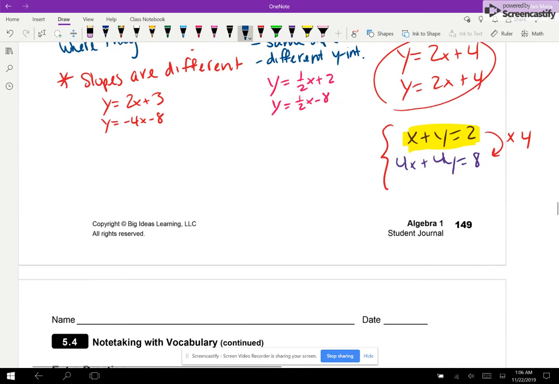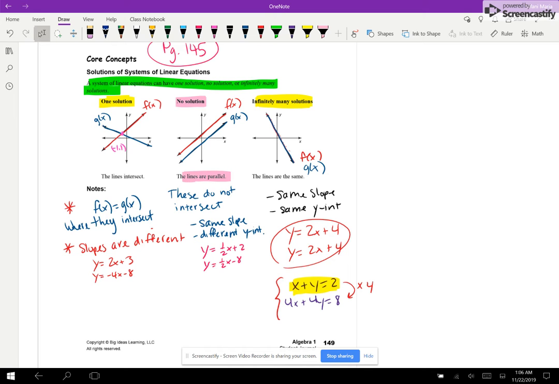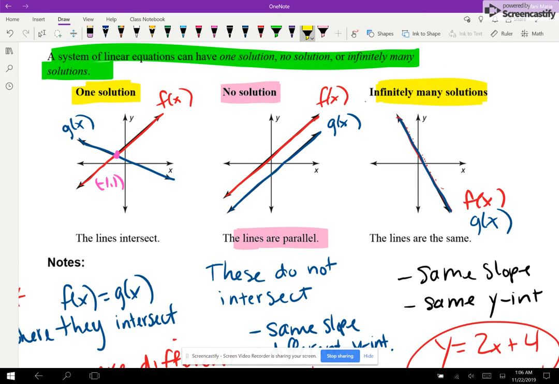Hi you guys, this is a video about the different types of systems. So in the last video that I showed you, we talked about the three different kinds. These first ones are called consistent systems, and they have just the one intersection where they cross from f of x and g of x.